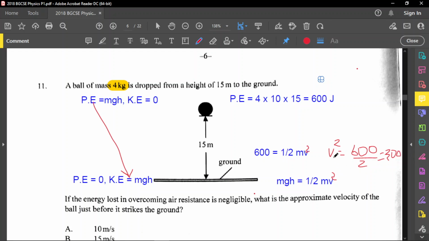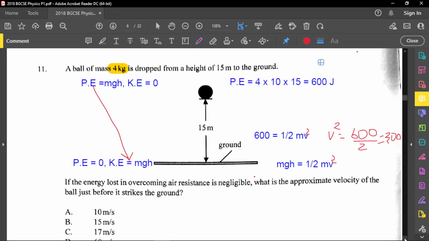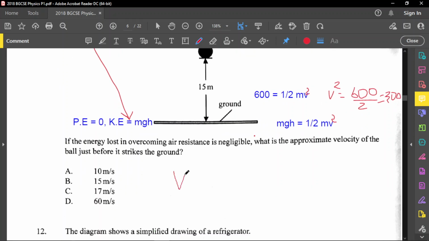Now, what are you going to do to find v? We do not want v squared, what I want to find is v. So v is equal to the square root of 300, and the square root of 300 gives us 17.32. That's based on the calculation there.